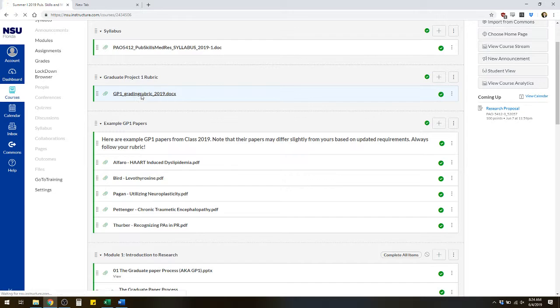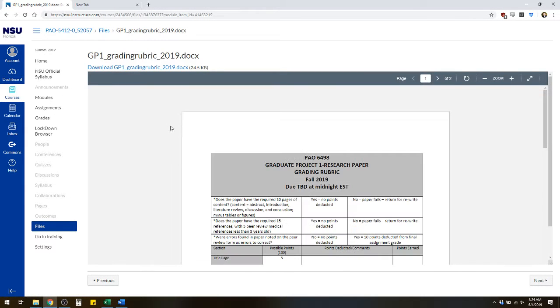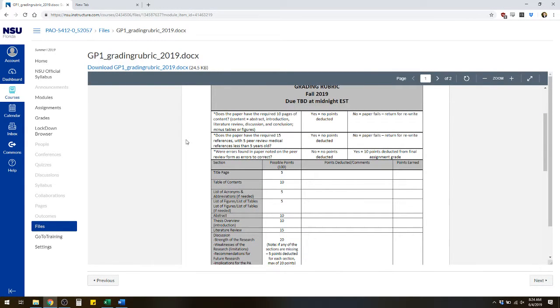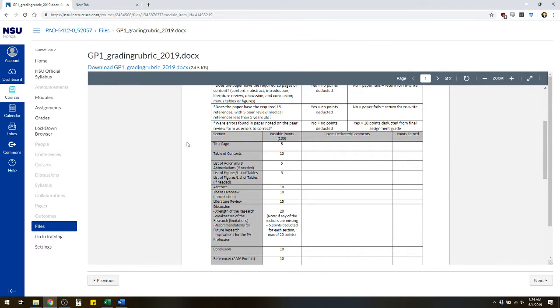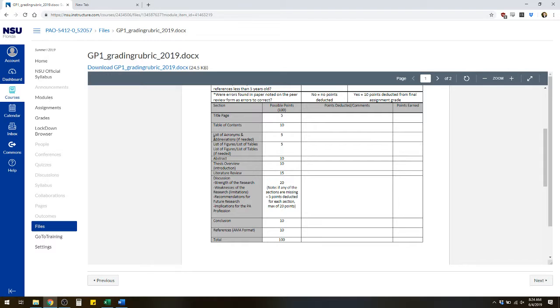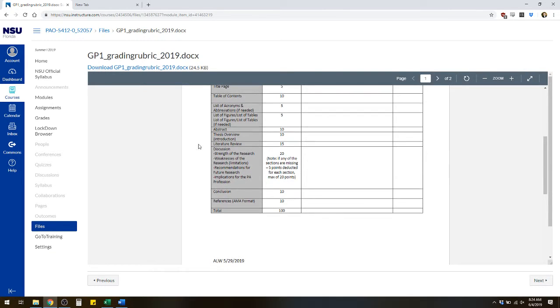But again, the most important thing you're going to be looking at is this grading rubric. I want to make sure you are familiar with it to know what you're going to be graded on. Having a title page, having a table of contents, et cetera. These are things that are easy to forget about, and if you leave them out, that's easy points off. I don't want you to do that. I want to make sure you get all the points you're earning by including everything on there.